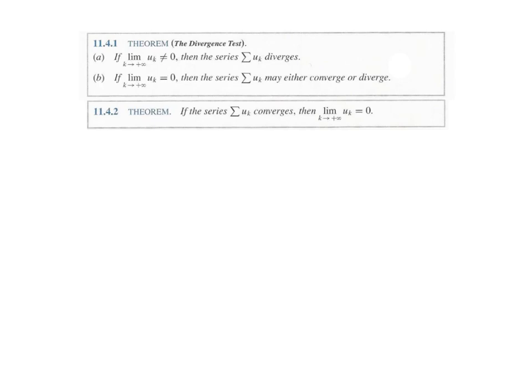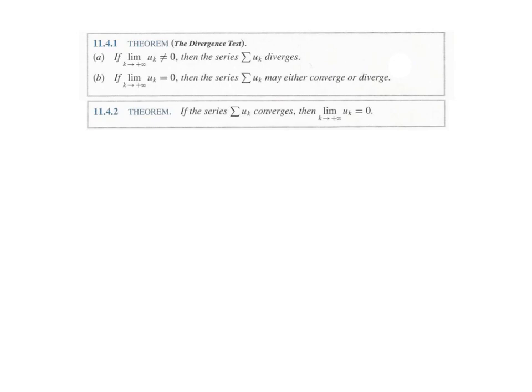Okay, let's see if we can look at section 11.4 in its entirety in this pencast. Section 11.4 starts with two very basic theorems, 11.4.1 and 11.4.2, shown here on this slide. If we read them, part A of 11.4.1: if the limit as k goes to positive infinity of the terms of a series is not equal to 0, then the series diverges. Makes sense. Then part B, if the limit equals 0, then you really don't have any conclusion.